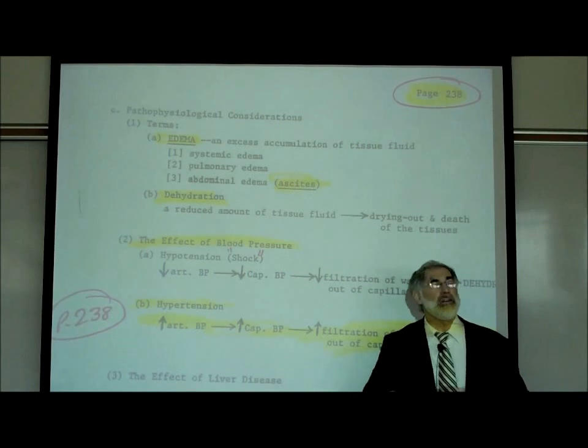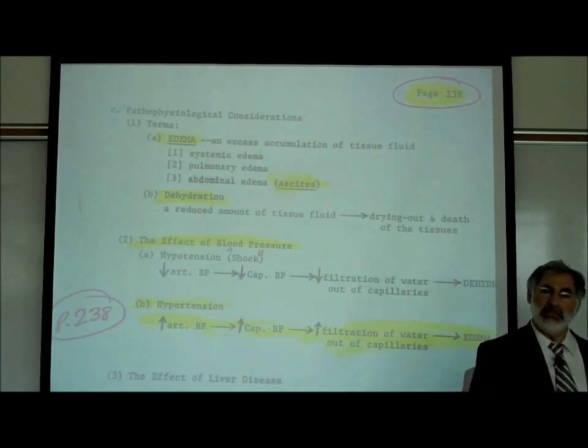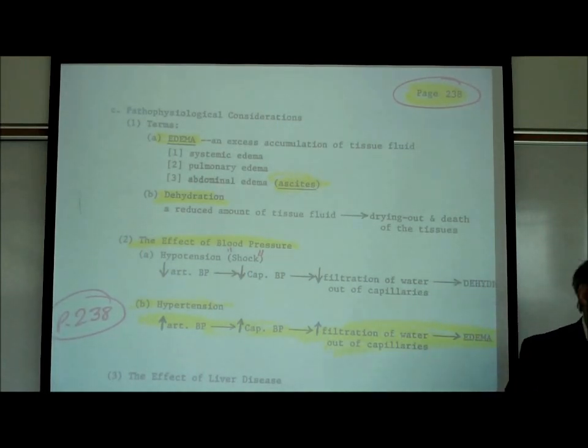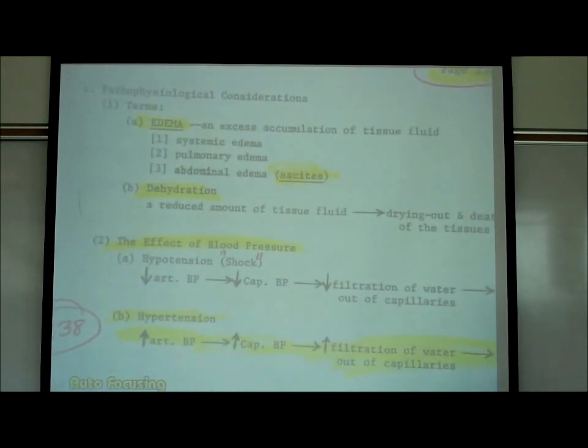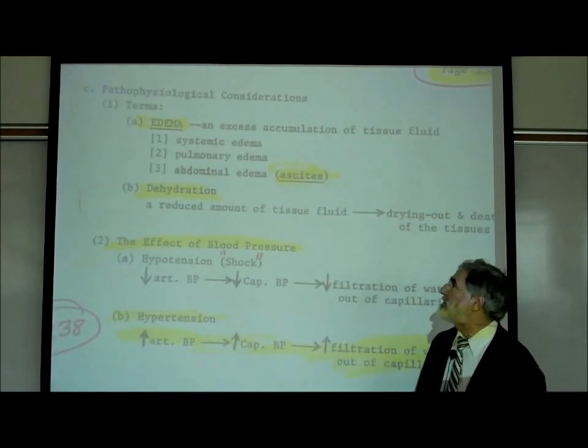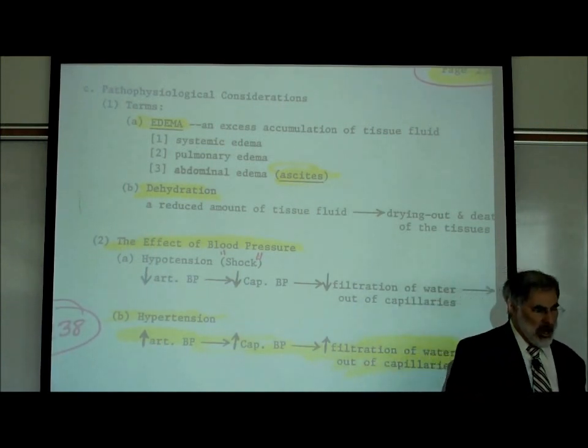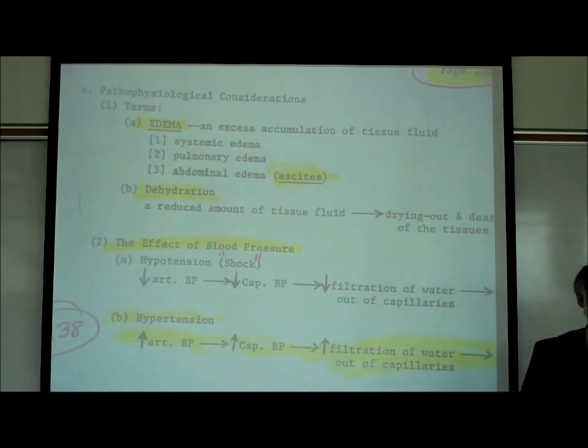If the edema, the excess buildup of fluid, is primarily in the lungs, we call it pulmonary edema. Pulmonary meaning lungs. And then, if the edema is primarily in the abdomen, the belly, we call it abdominal edema or ascites. Has anybody ever heard that term, ascites?